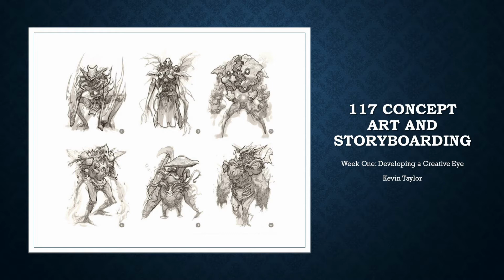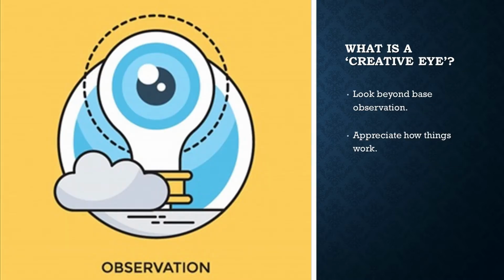Today we're going to discuss an important concept for your creative success: developing a creative eye. A creative eye is an approach to observing and interpreting the world. Rather than seeing an object, you should look to see the different shapes and component parts and how they all sit together within the world.